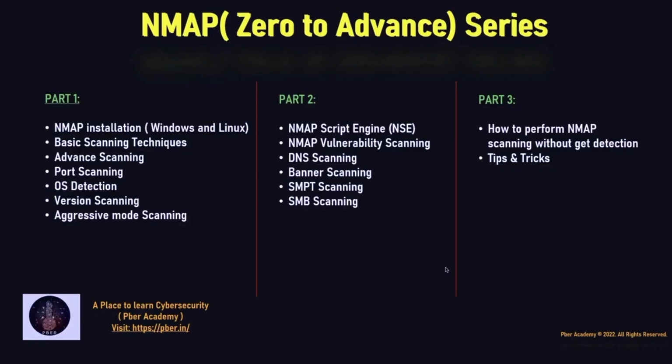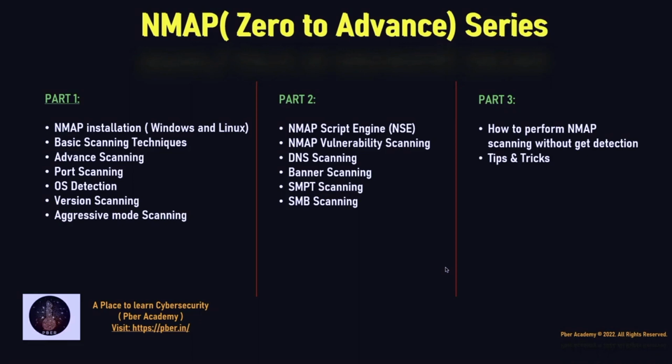I have divided the series into three parts for better understanding. In part 1, we are going to see Nmap installation on Windows and Linux, basic scanning techniques, and also the advanced scanning, port scanning, OS detection, operating system version detection, and versions of software. If any applications are installed there, we will be identifying what version it is, and we will also be doing aggressive mode scanning in part 1.